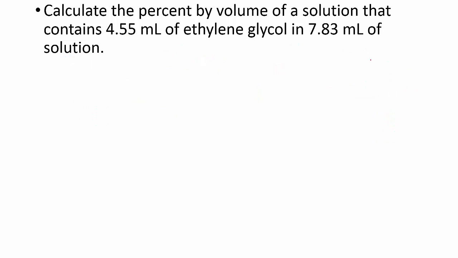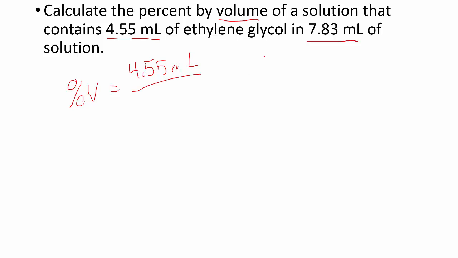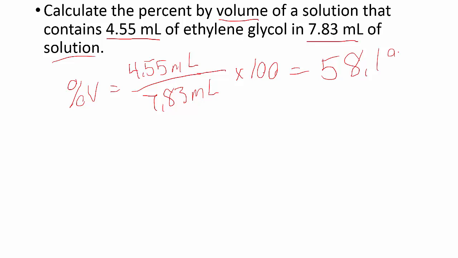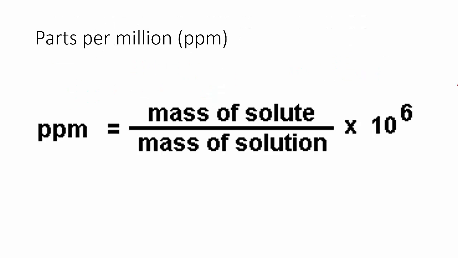Volume, same thing but different. Calculate percent by volume of a solution that contains 4.55 milliliters of ethylene glycol and 7.83 milliliters of solution. All right, well, again, percent by volume is going to be the volume of our part, 4.55 milliliters, all over the volume of our solution, 7.83 milliliters of solution, times 100. Well, what do we get then? We get 58.1%. Piece of cake, or pie, whatever you like, not here to judge.